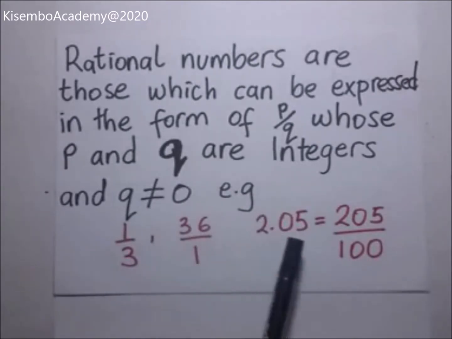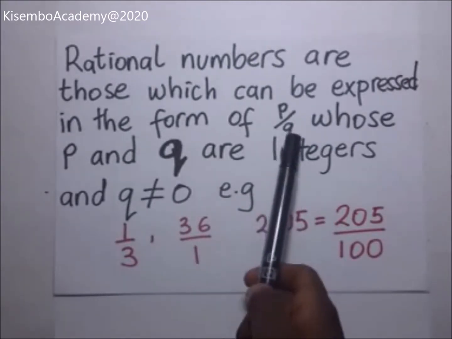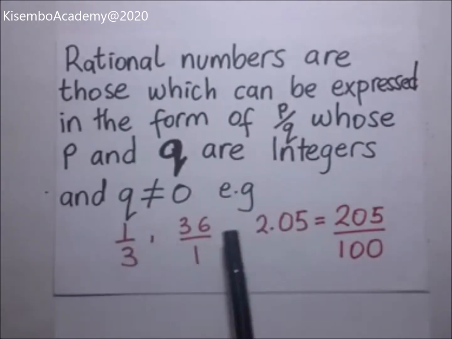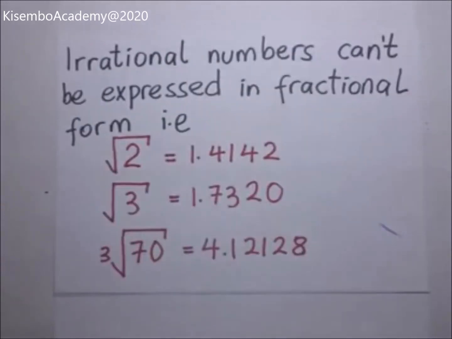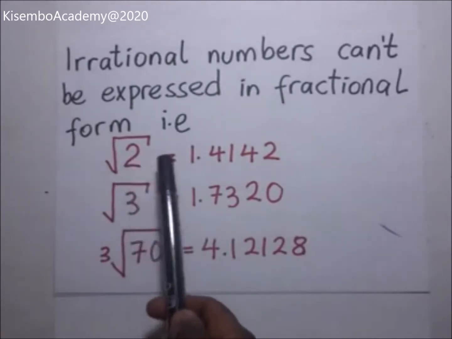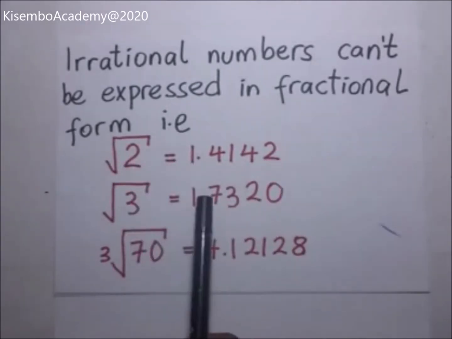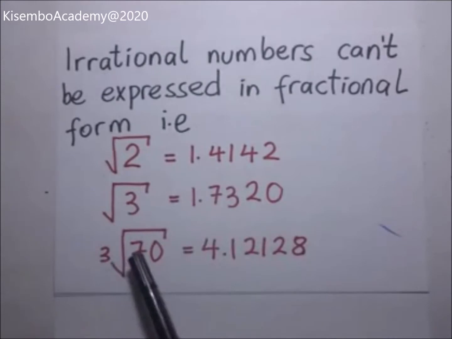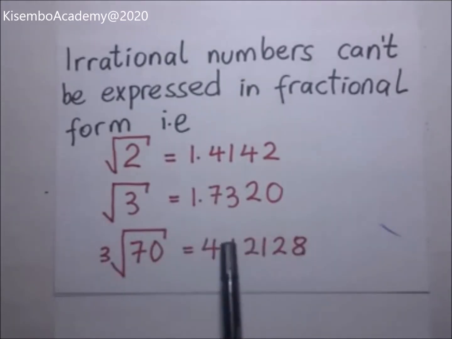Now the opposite of these are numbers that are irrational, and irrational numbers are simply those that cannot be expressed in this form. They cannot be expressed in form of fractions. In other words, irrational numbers are numbers that can't be expressed in fractional form. And some of these are shown here. We have the square root of 2, the square root of 3, the third root of 70.